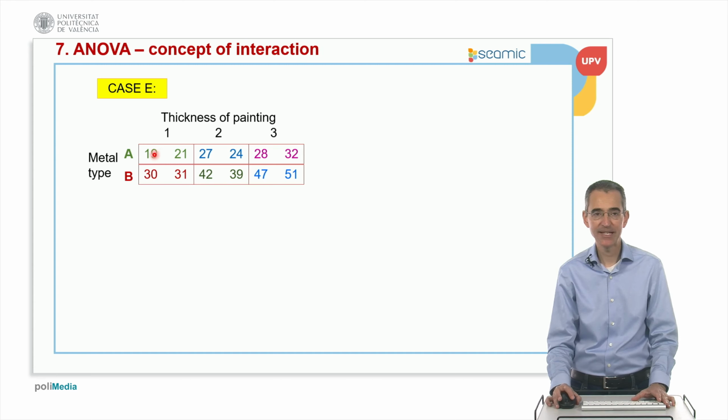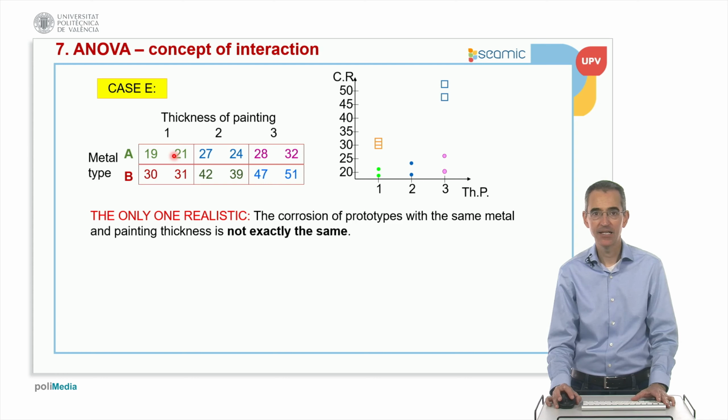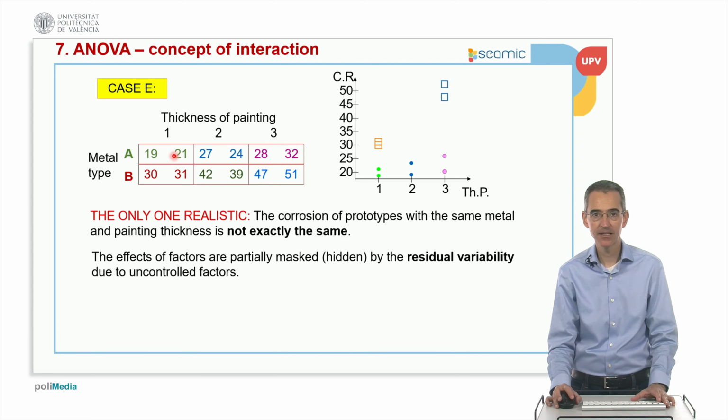Because when we replicate the experiment, we have a similar result but not exactly the same. So this is the only case which is realistic. In this case, the lines are not parallel, but when I replicate the experiment, the value is not exactly the same. So the effects of the factors are partially masked or hidden by the residual variability due to uncontrolled factors.